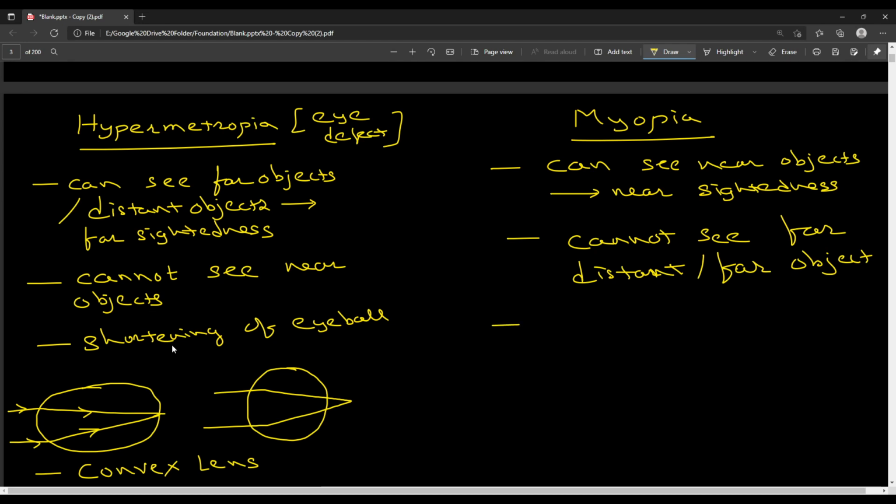Hypermetropia is created due to shortening of the eyeball. In this case, the defect arises due to lengthening of the eyeball. The length of the eye increases, and because of that this problem arises, myopia.